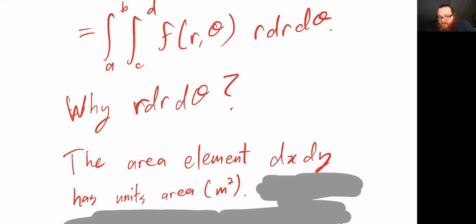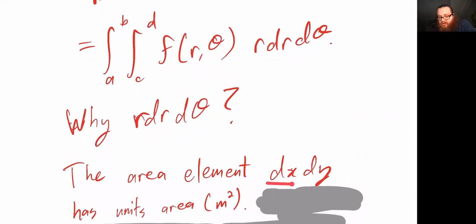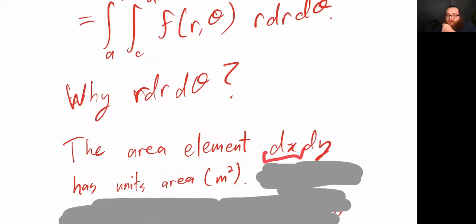Well, one way to think of this is, if we take this infinitesimal square dx dy, the question is what units does it have? dx is going to be an increment in the x direction. This is going to have units meters or length. dy is going to be a tiny step in the y direction, but this is also going to have units meters or length. So if we take meters times meters, then we end up with units of area or meters squared.